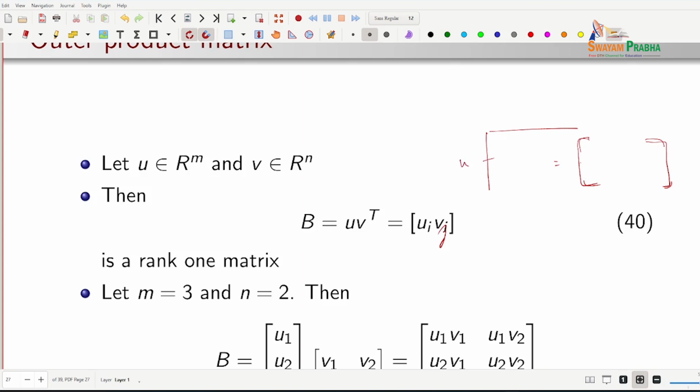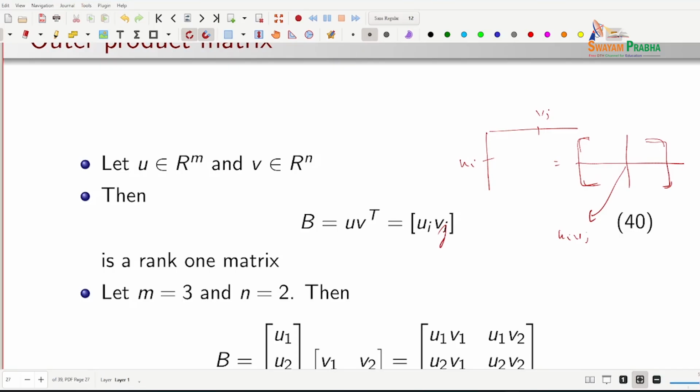This is going to be Ui. This is going to be Vj. So the ijth element of this is going to be UiVj. This matrix consists of columns which are multiples of U. This matrix consists of rows which are multiples of V.